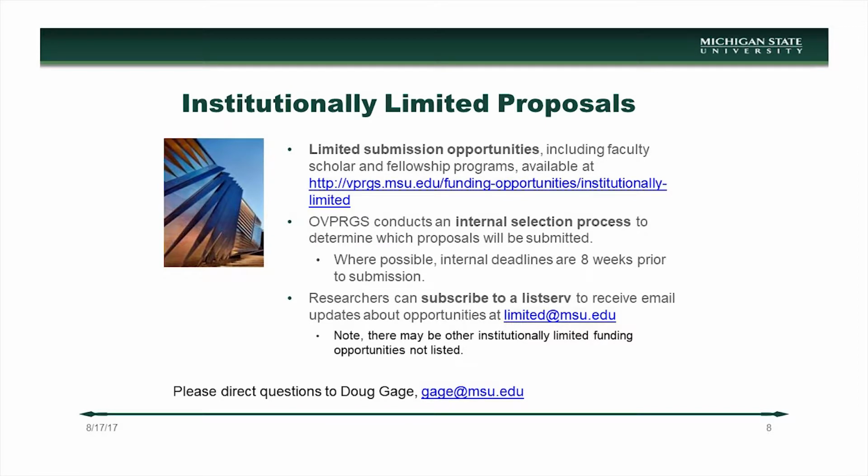Doug Gage works with the VP, the research deans in the colleges, depending on the area of that limited proposal. He might deal with some faculty out of the grad college. There's just different ways that they work with each of them, and there's about 60 or 70 of these a year. Has anybody heard of limited submissions before? So it's something to keep in mind.